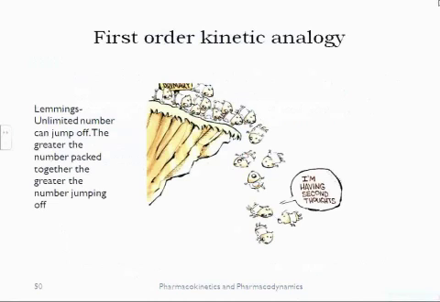My first order kinetic analogy is the lemmings. My friendly lemmings, I love these little guys. If you increase the number of lemmings on the edge of the cliff, more will fall off. So it doesn't matter the numbers. Okay? Lemmings are an unlimited number that can jump off. The greater the number packed together, the greater the number jumping off, which eliminates them very easily. They had some second thoughts.